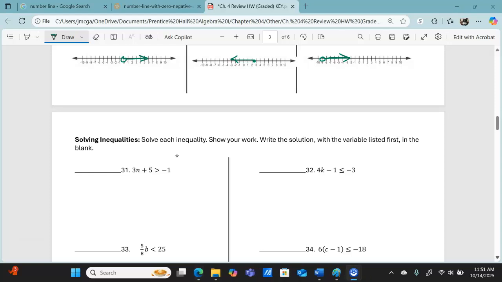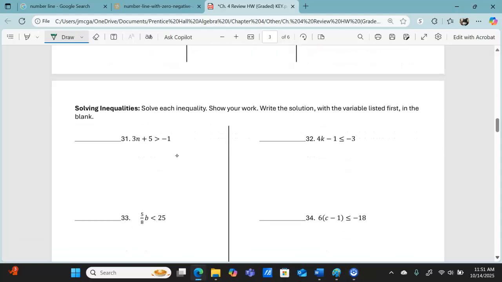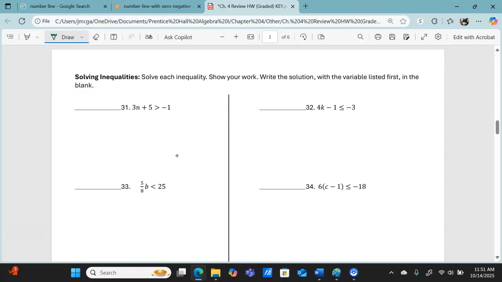Moving on to the next page, we have multi-step inequalities, and we won't be graphing these. So subtract 5.